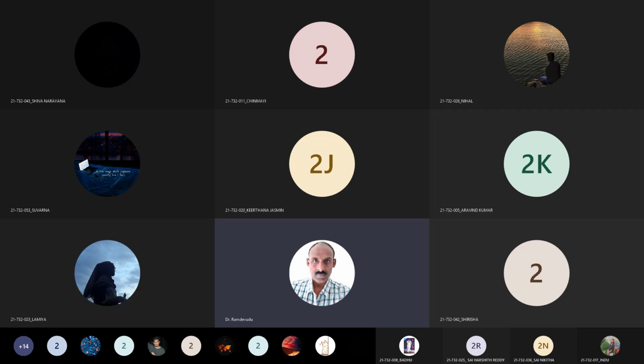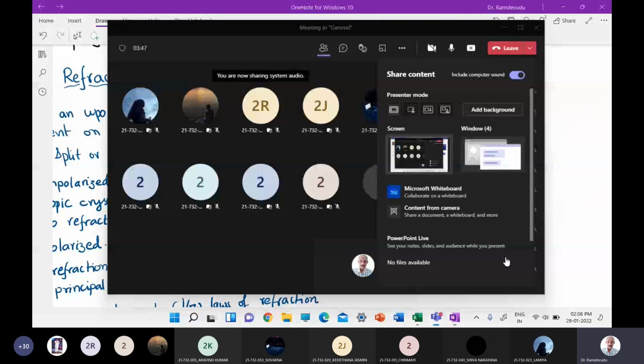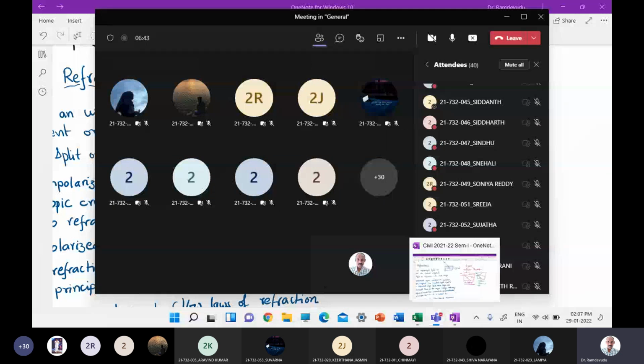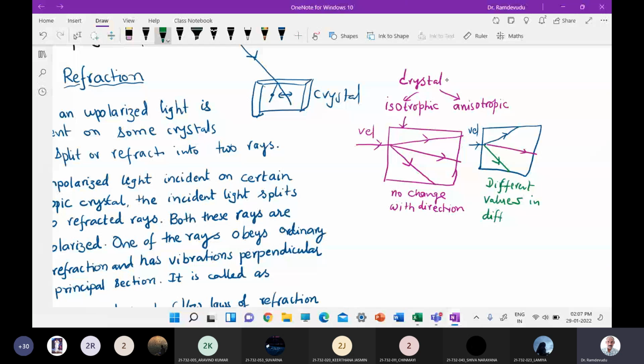Isotropic. Generally, crystals are segregated as isotropic and anisotropic. Isotropic means they show the same properties in all directions, and the property is not direction dependent. But in anisotropic crystals, the properties are different in different directions, and physical properties like velocity and refractive index are different in different directions.